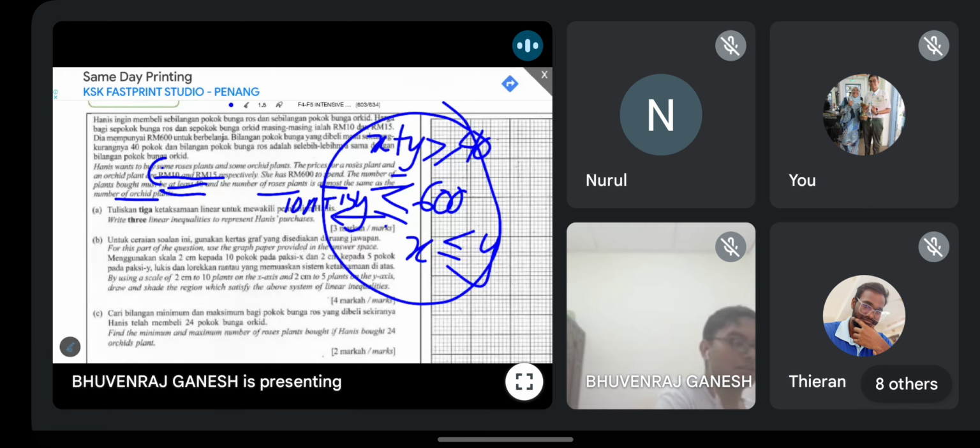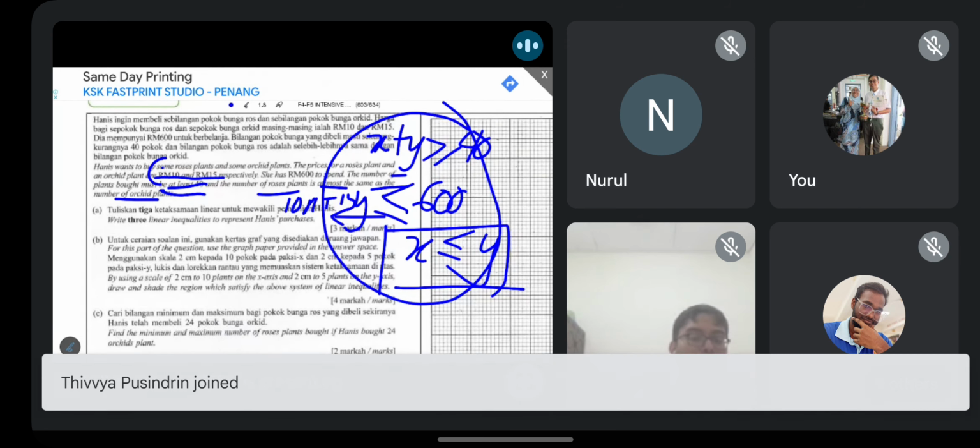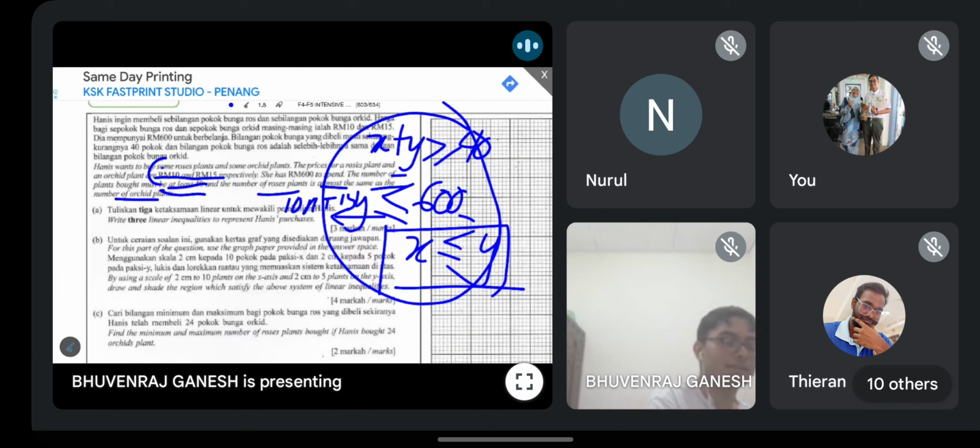Then you can draw. Except for this one, guys. This one kamu kena ada satu lagi titik, maybe 30, 30. Macam tu. Because this one there is no number, tak ada constant. So you must pandai-pandai. So make sure of this one, guys.